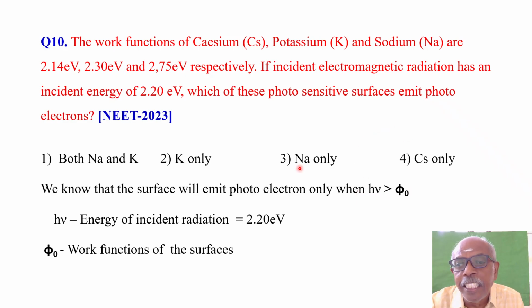What is the incident energy? 2.20. What are the work functions of these materials? 2.14, 2.30, 2.75. Of which only 2.14 is less than 2.20. These two values are greater than the h nu value, is it not? So h nu, the energy of incident radiation, is 2.20 electron volt. So find out the work function of the surfaces.